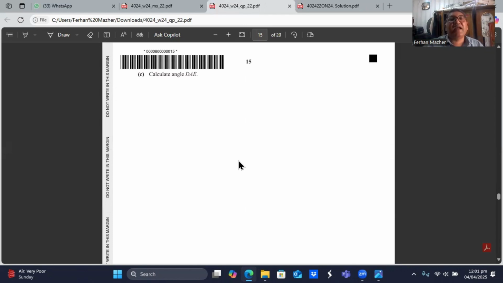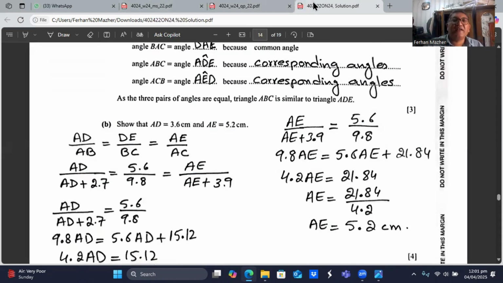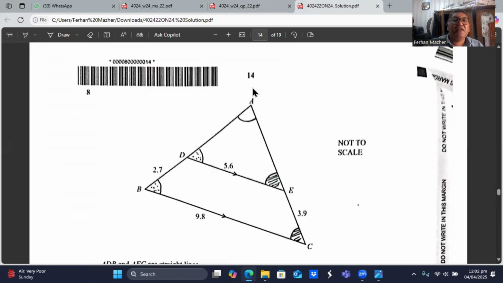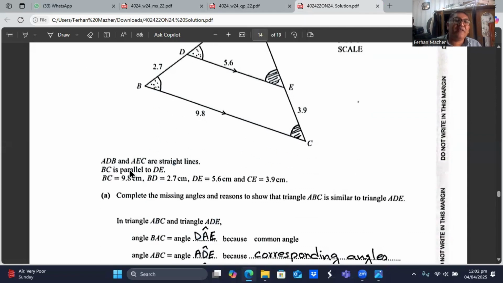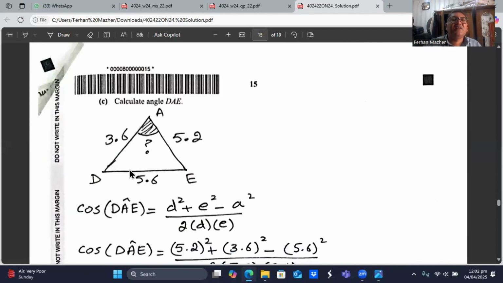He says calculate the angle DAE. So basically they are asking me to find out the angle DAE. DAE is this angle. I know this side, I know this side, I know this side, and I want to find out this angle. So the three sides are given, and I want to find out one of the angles, the very famous case of the use of the cosine rule. And by using the cosine rule, I will be able to find out that angle DAE. Very simple. Three sides are given.